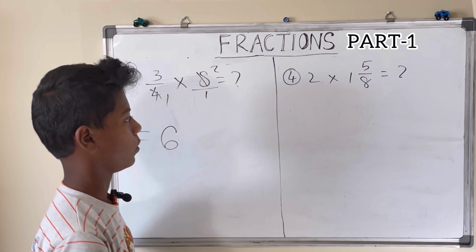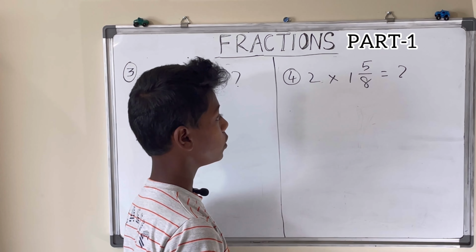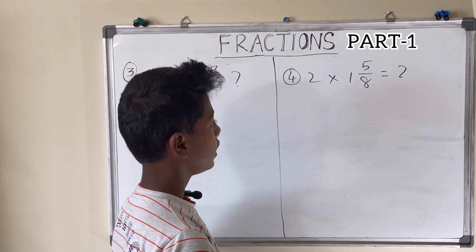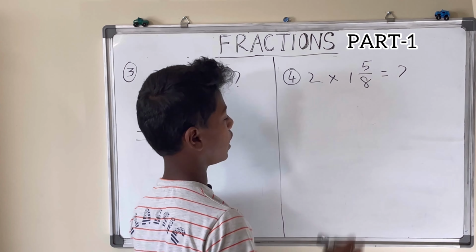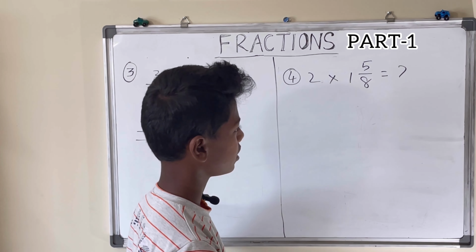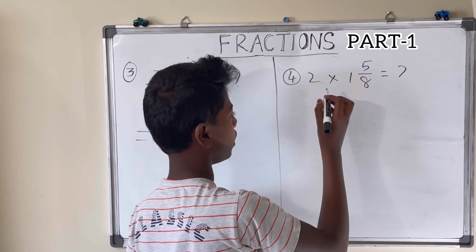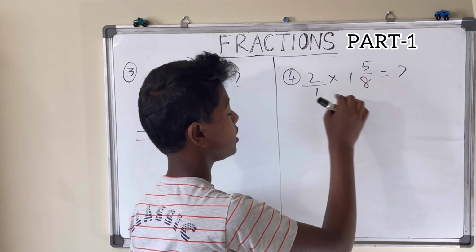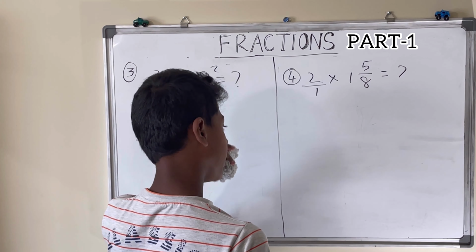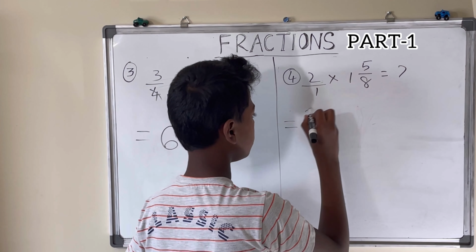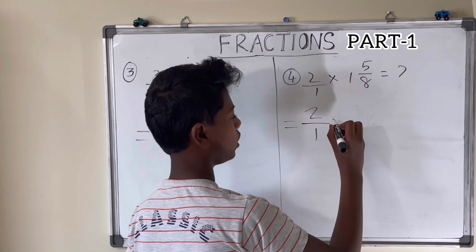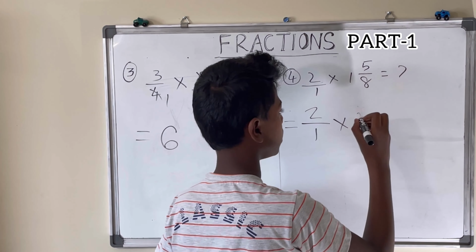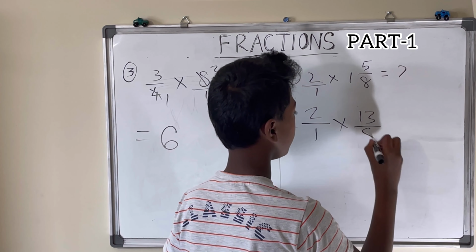So let's go into question 4: 2 multiplied by 1 5/8. Now we have a whole number and a mixed fraction. So how do we do this? Well, we take our whole number and put a 1 underneath it, and we change our mixed number into an improper fraction. So I'm going to rewrite this. Equal sign, 2 over 1 multiplied by 8 times 1 is 8, and 8 plus 5 is 13, so 13 over 8.